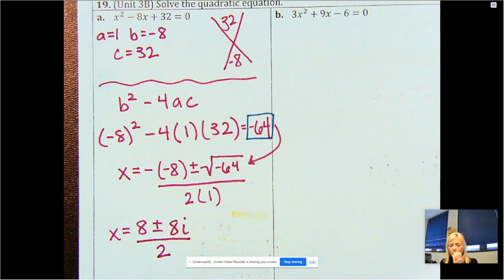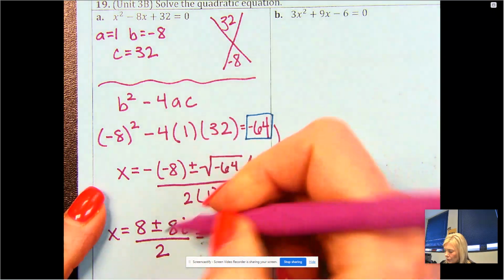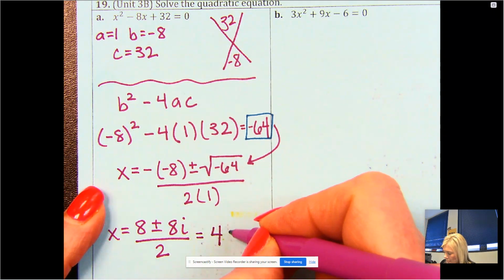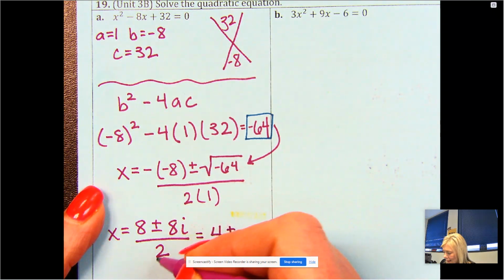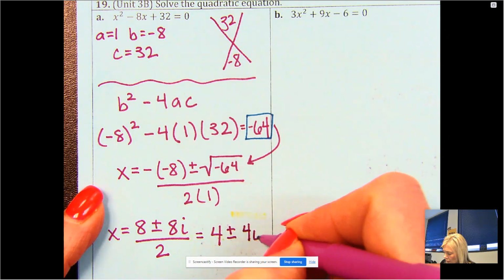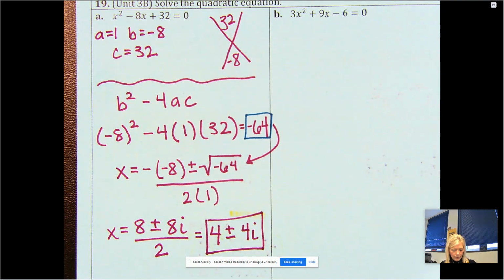Okay. So I can't find an answer here and divide. So that's when we split apart the fraction. So this is equal to 8 divided by 2, which is 4, plus or minus 8i divided by 2, which is 4i. And that is the final answer. And the last problem I'm going to go over in the video.